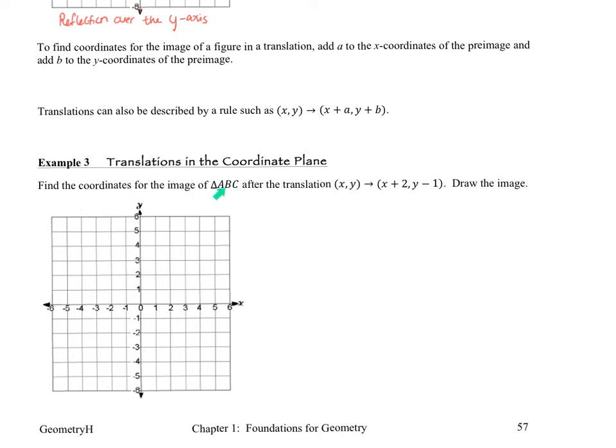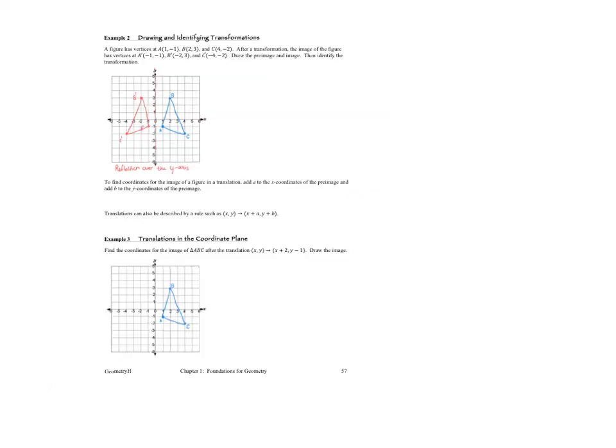So find the coordinates for the image of triangle ABC after the translation x plus 2, y minus 1. So I drew my image and from the previous problem, same coordinates, and now I need to translate this image. I wrote down the original points for A, B, C. Now I'm going to come up with my points for A prime, B prime, C prime.